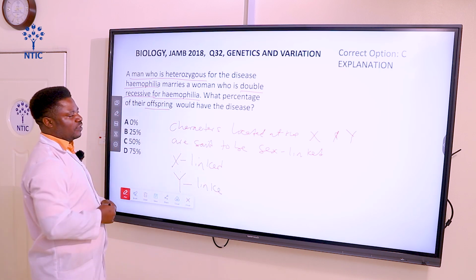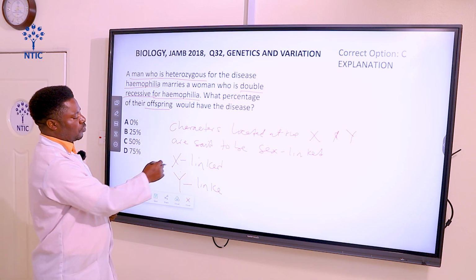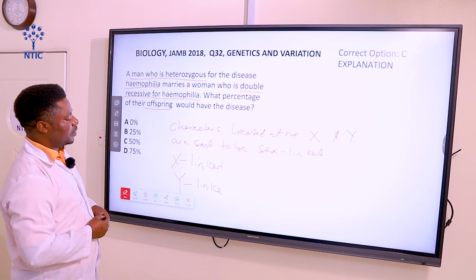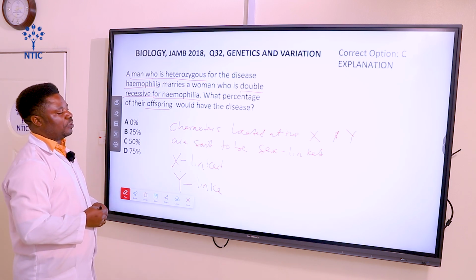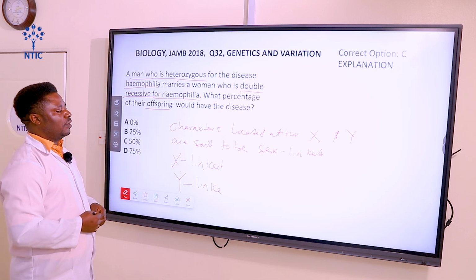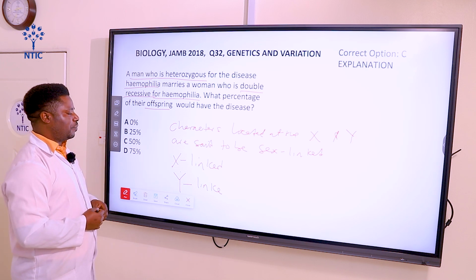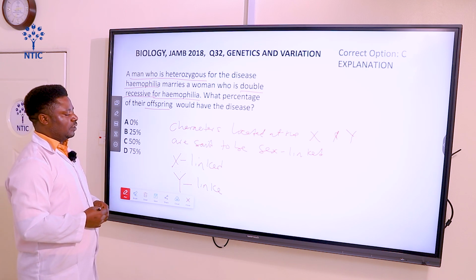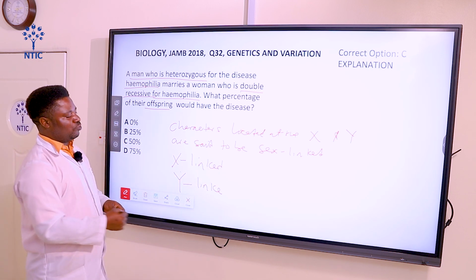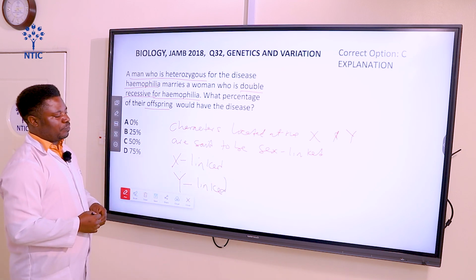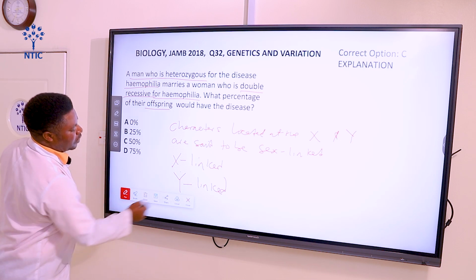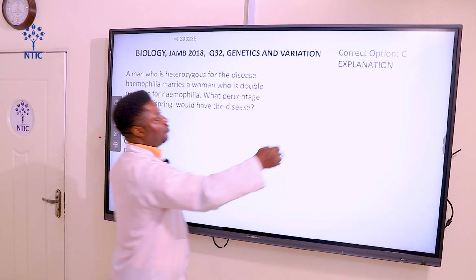Okay, hemophilia is one of those characters that is located on the X chromosomes, and it is passed from either the father or the mother. From the mother, it can be passed to the son, and from the father, it can be passed to the daughter. That is, if it is X-linked. But for those that are Y-linked, they are usually passed from the father to the son. Now, let's see what the question is saying. Let's see our explanation for this.